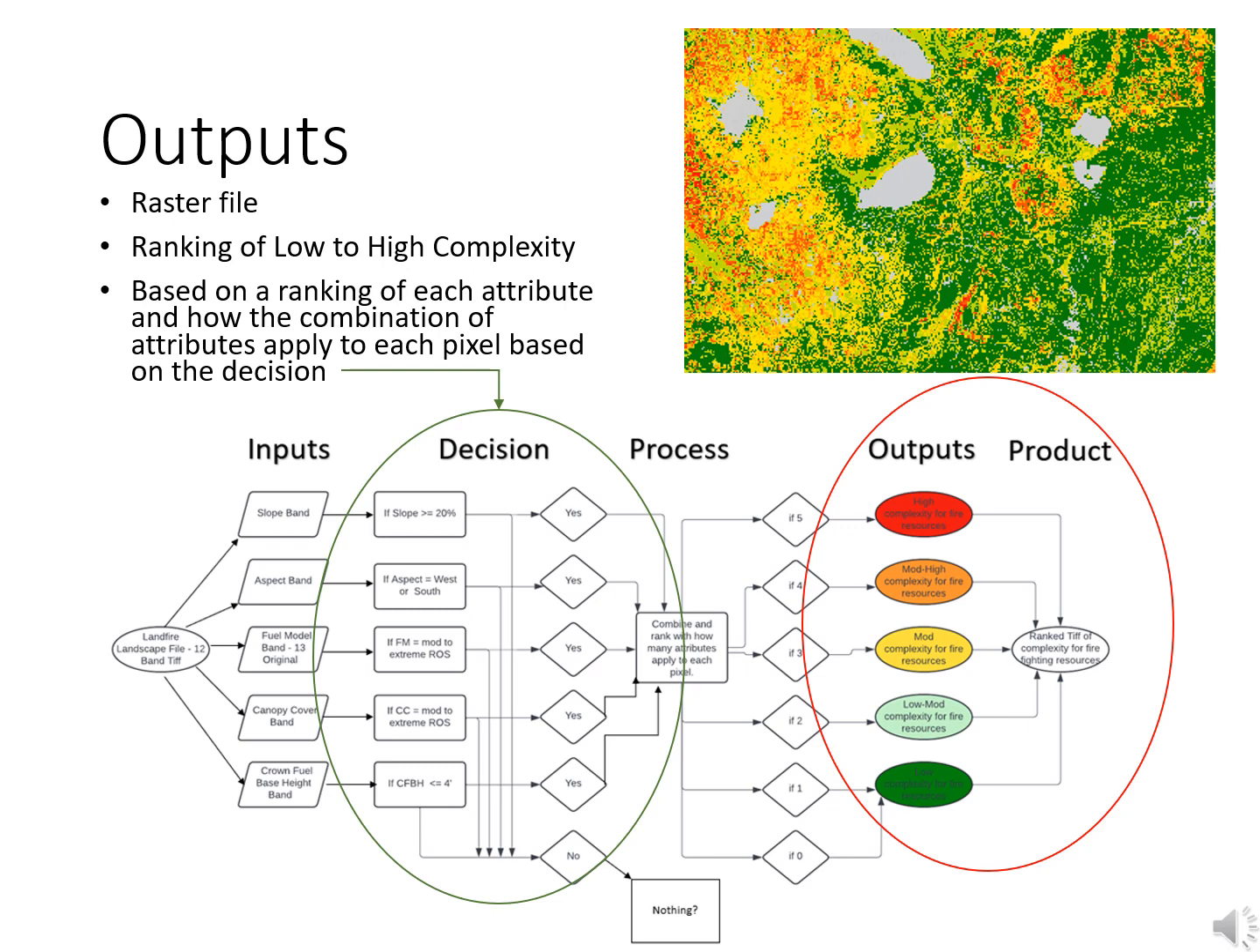The outputs for this project will be a raster file that ranks pixels on the landscape from low to high complexity. Each pixel of each band will either meet a requirement or not. For example, if slope is greater than 20%, it moves to be combined with other bands that also meet a requirement. Then if a pixel has an input from each band, it is considered high complexity. If a pixel only has an input from one band or none, it is considered low complexity.